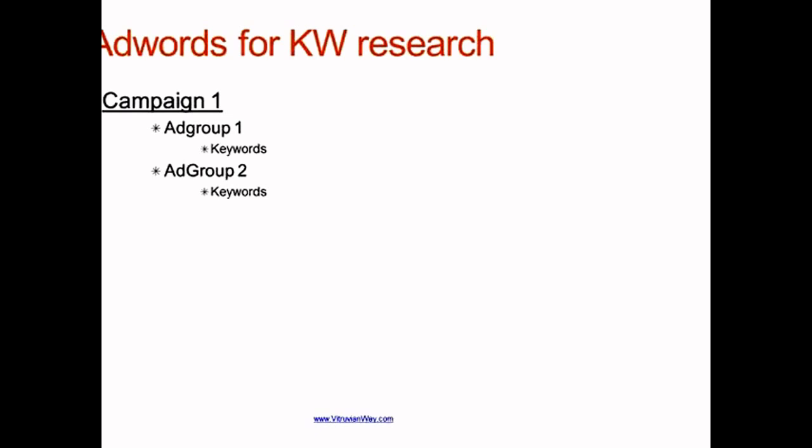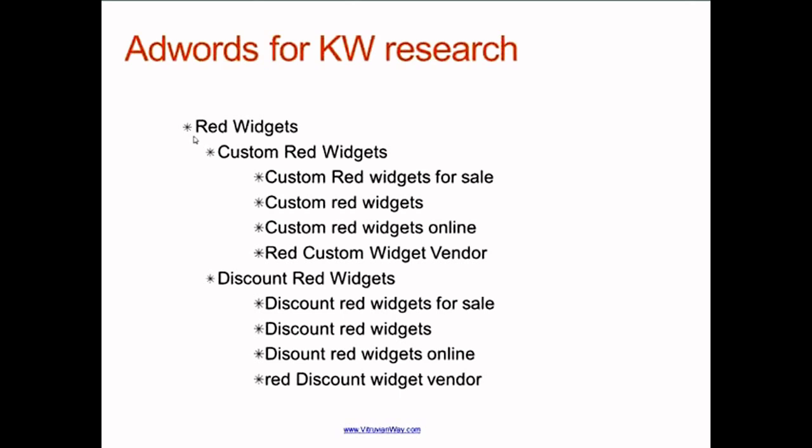So I actually did flesh that out using widgets just so you have a visual. This would be my campaign name. I would have red widgets. Then I would have an ad group of custom red widgets, and I might have a different ad group of discount red widgets, and I would have a bunch of varied keywords that are all closely related. Notice that all of these are very closely related to my ad group. That's the important part, because this is a group of keywords that I'm going to test.